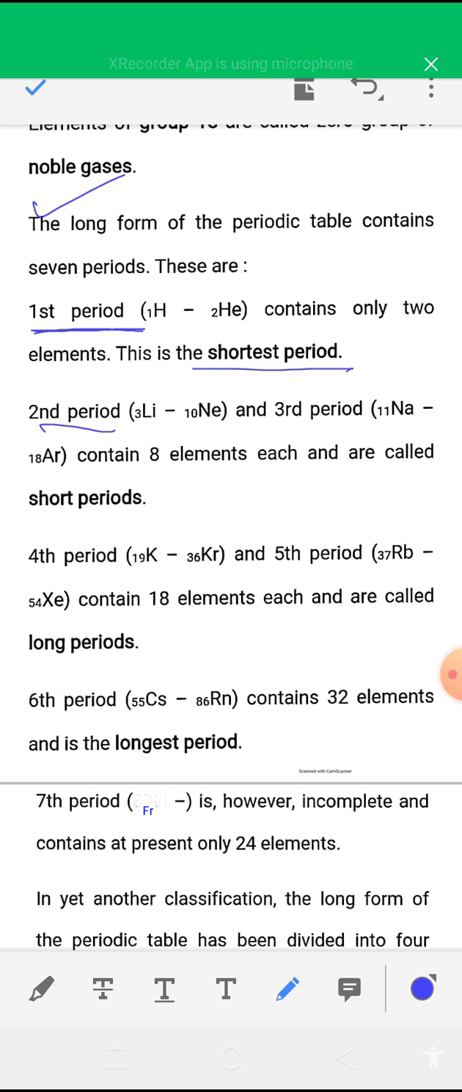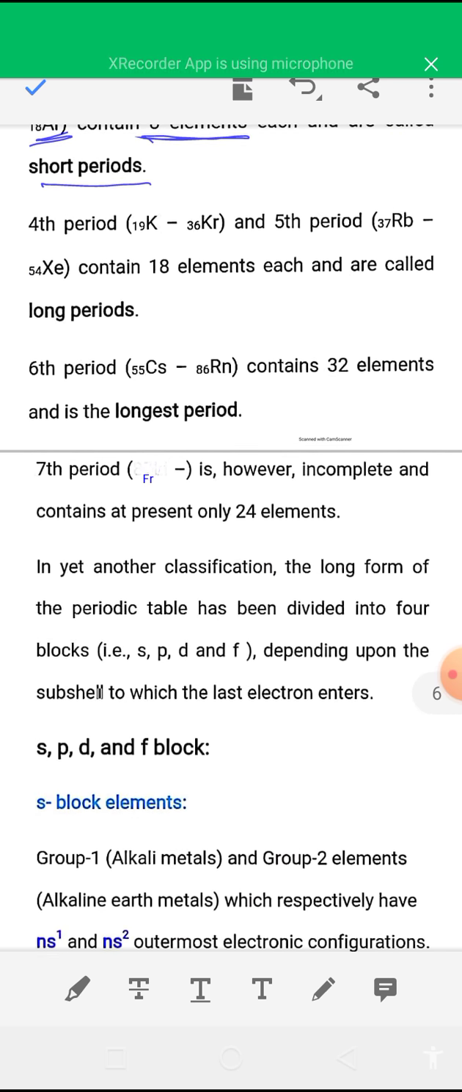In the second period there are 8 elements, from lithium to neon. And in the third period there are also 8 elements, from sodium to argon. So the second and third periods are known as short periods. In both periods 8 elements are present.